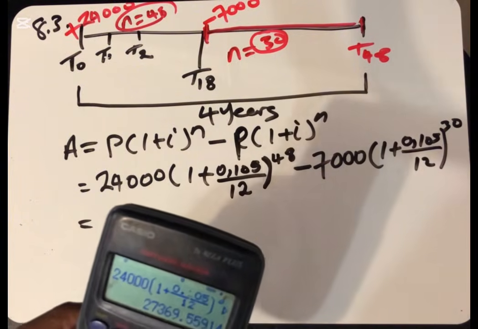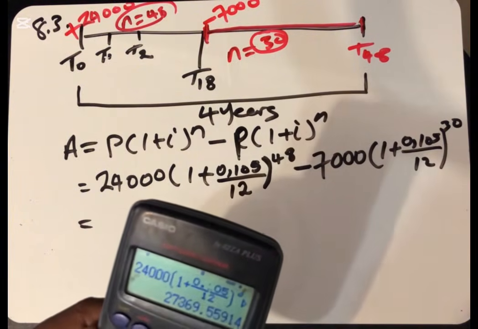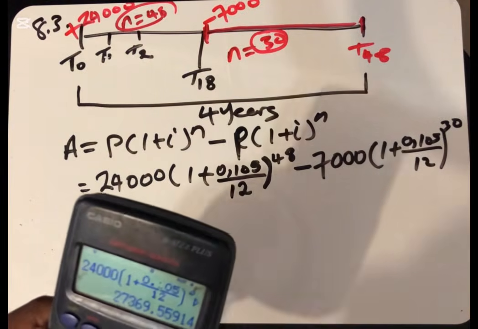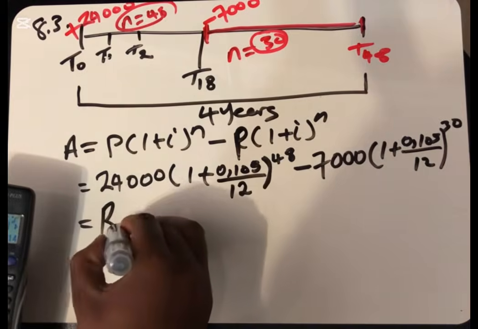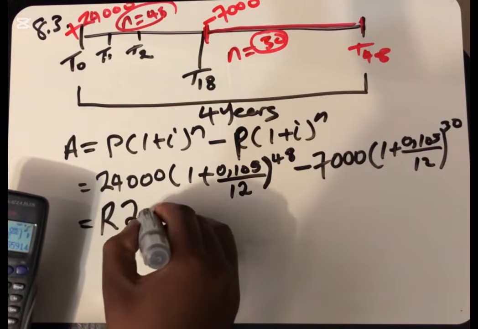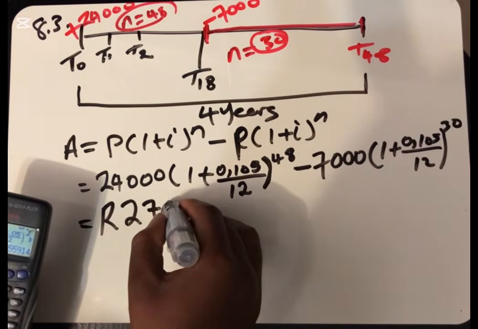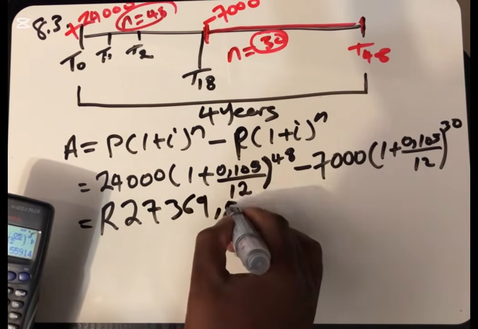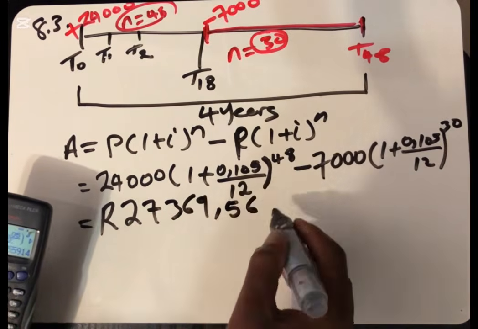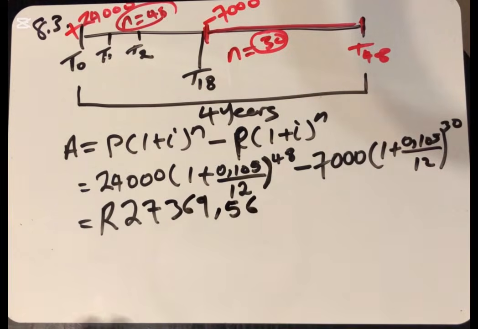27,369 rands and 56 cents. This is correct. So the money that will be in this account will be 27,369 and 56 cents. That will be the amount of money.